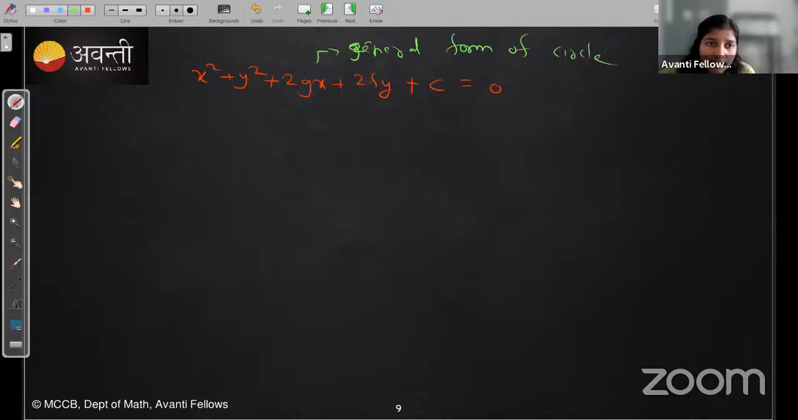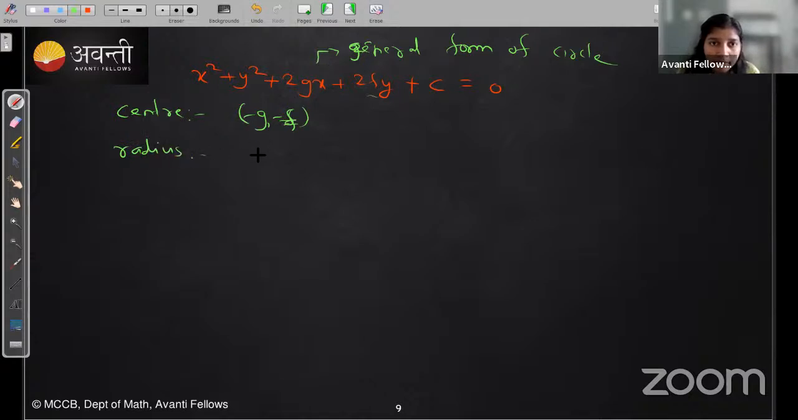Well, what is the center here? The center is minus g comma minus f. If the equation is given in this form, the center will be minus of half of the coefficient of x and minus of half of the coefficient of y. Okay. And what is the radius here?